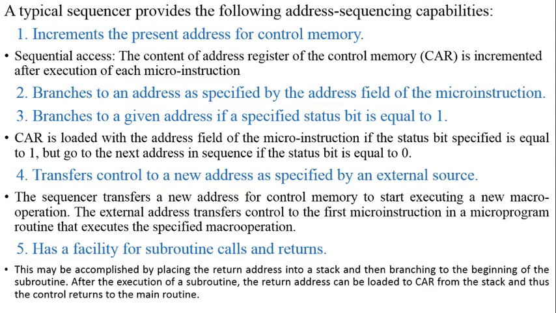Okay, so the fourth method is transfer control to a new address as specified by an external source. The fourth method indicates that the sequencer transfers a new address for control memory to start the execution of a new micro operation. The external address transfers control to the first micro instruction in a microprogram routine that executes the specified macro operation. That means this fourth method actually indicates a special case or the starting case of microprogram sequencing.